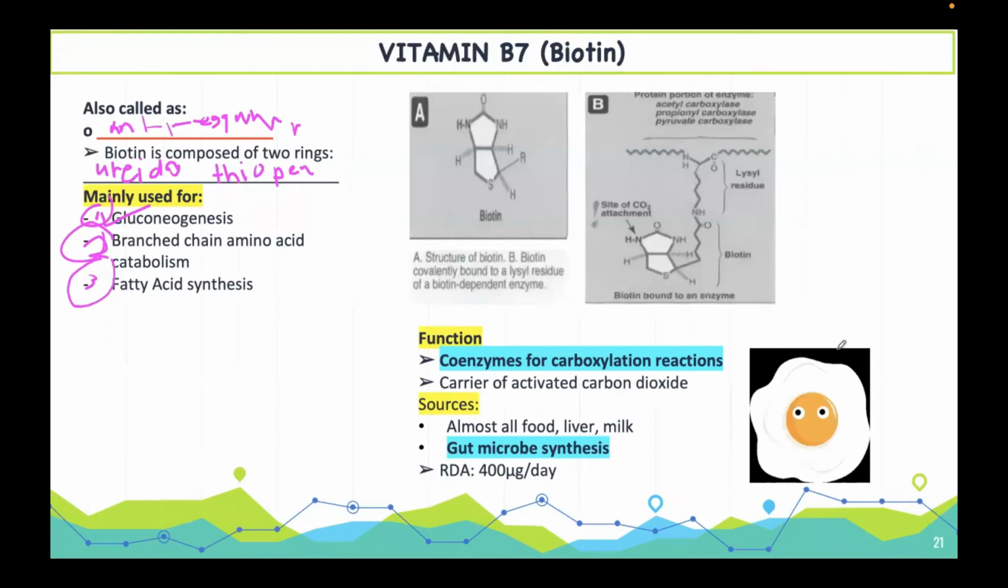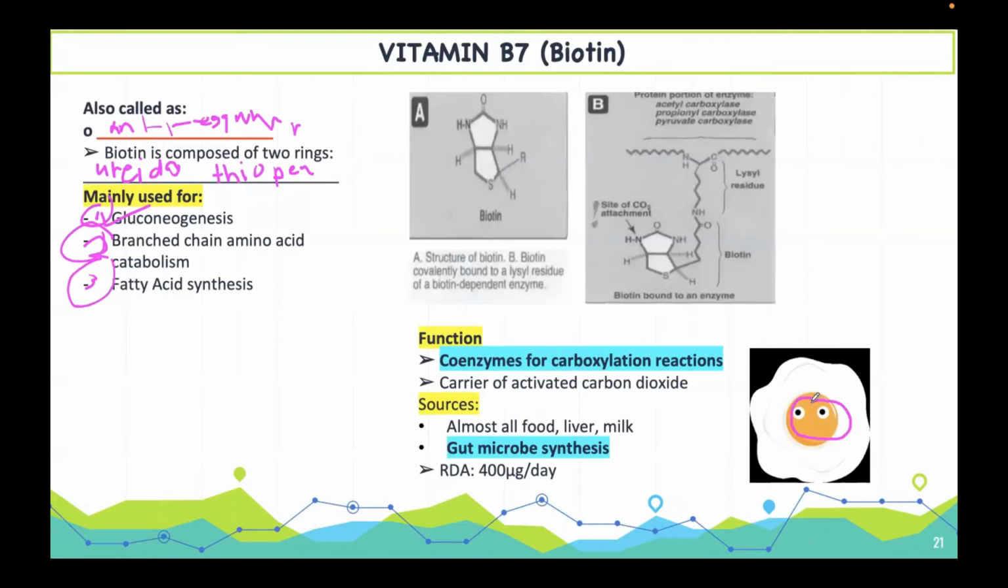Yun yung tinatawag natin na egg yolk. Yolk lang. Okay, si egg yolk, rich din po yan sa cholesterol, pero it is also rich in the vitamin B7 or your biotin. So the recommended dietary allowance is 400 micrograms per day lang.